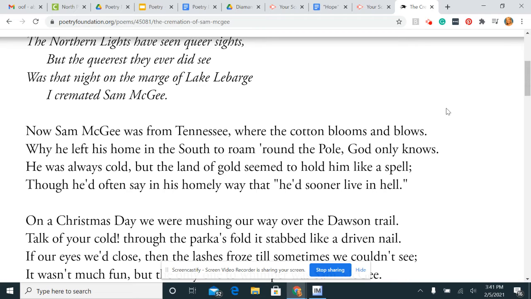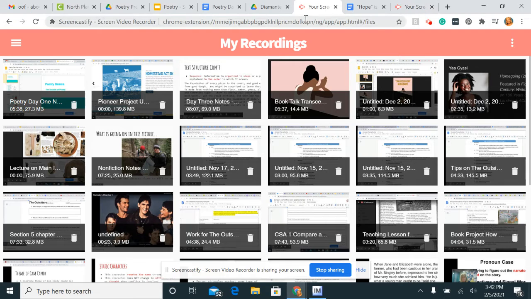Okay, so if we look at this, we can see that blows rhymes with nose and spell and hell rhyme. But then there's also what's called an internal rhyme structure. So it's got Sam McGee and Tennessee and home and Rome and cold, gold, hold, and say and way. So that's something kind of interesting that we can have in poetry too. It doesn't always have to rhyme at the end. It could be at the beginning, or it could be in the middle, or it could be a combination like this one where it's at the end and at the beginning.